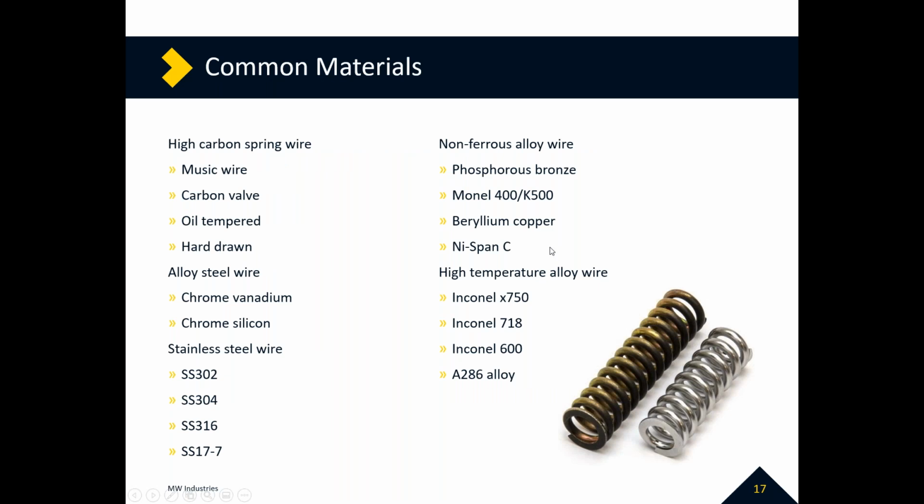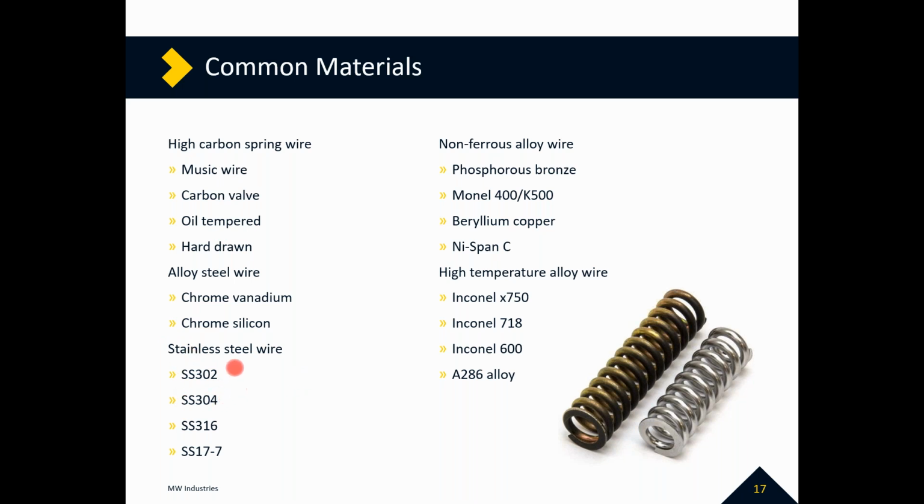Some of the common materials. Your high carbon steels are probably the most common, and as a lot of people have heard, the music wire. Your alloy steel wires, chrome silicon and chrome vanadium, were very popular maybe 20 years ago. I've seen a lot in the industry, people moving away from the alloy wires into more music wire and even into stainless steels, which is the next one here.